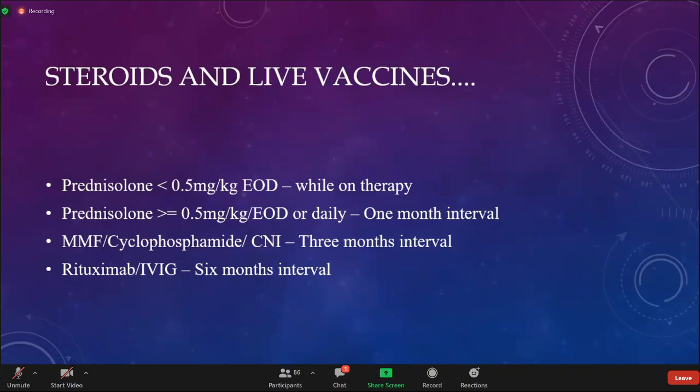If they have taken a higher dose of prednisolone, you need to wait at least 1 month. For MMF, cyclophosphamide, and CNI, calcineurin inhibitors, you need to wait at least 3 months. For rituximab and anti-thymocyte globulin, the recommendation is to wait 6 months before you give live vaccines.